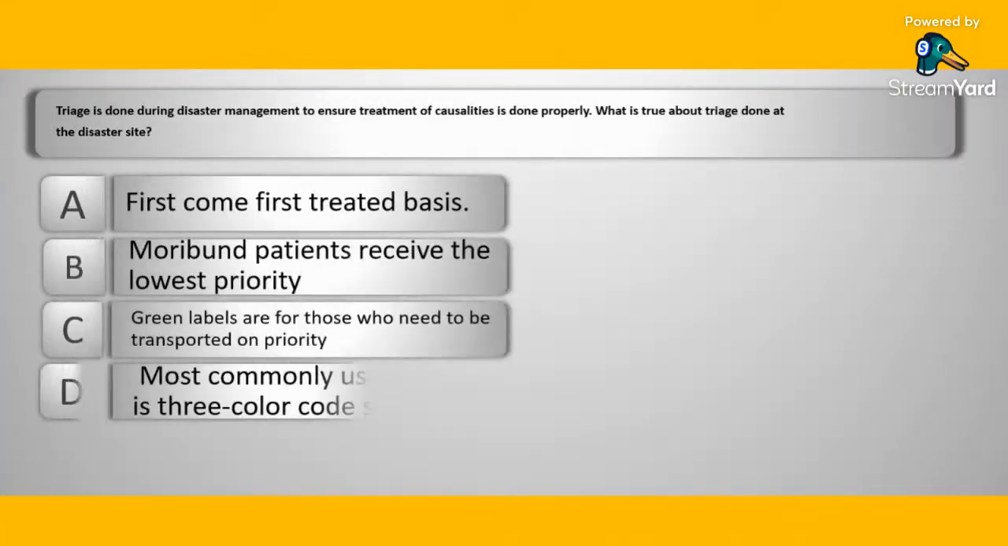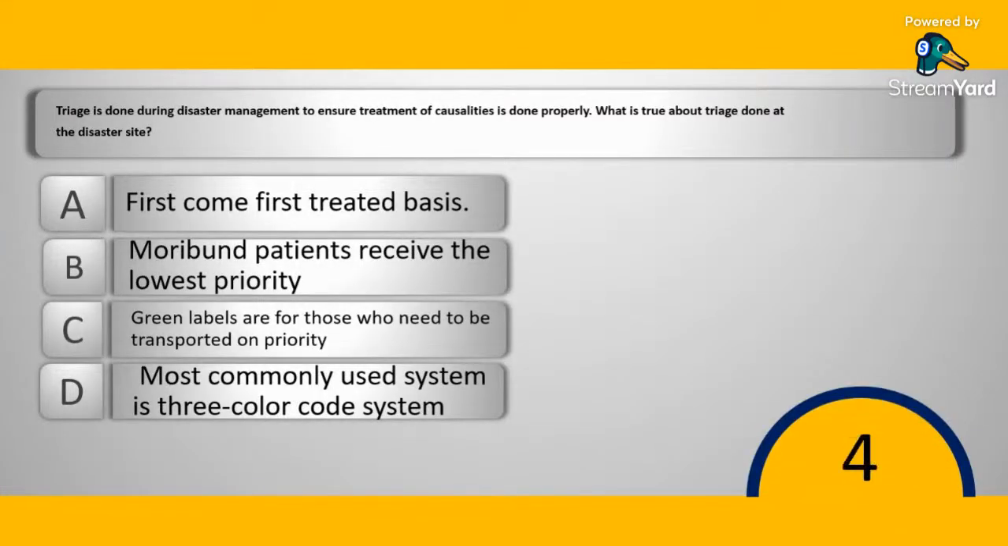Triage is done during disaster management to ensure treatment of casualties is done properly. What is true about triage done at disaster? A. First come, first treated basis. B. Moribund patient receive the lowest priority. C. Green labels are those who need to be transported on priority. D. Most commonly used system is three-color system.